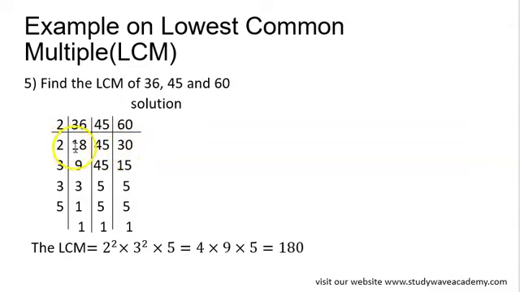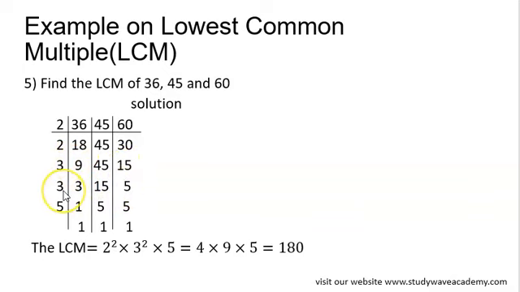We look for another number that can divide this. 2 can divide 18, giving us 9. We write out 45 because 2 cannot divide 45. 2 divides 30, giving us 15. Now we look for numbers that can divide this, and we say 3. 3 divided into 9 will give us 3. 3 divided into 45 will give us 15. 3 divided into 15 will give us 5.